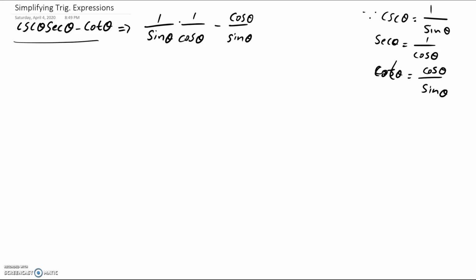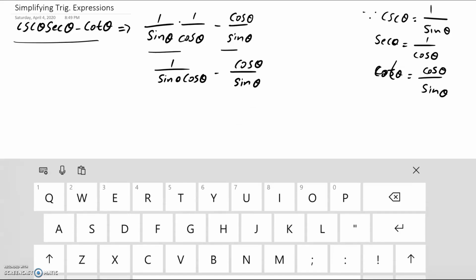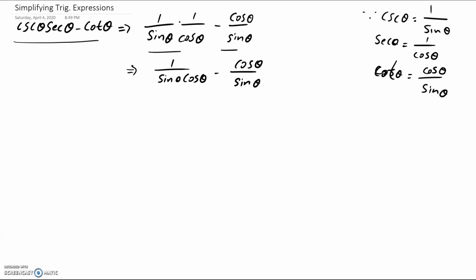Now what do we do next? Look, these are two different fractions. And how do you simplify two different fractions? By making the denominators the same. In the first one, you have sine theta cos theta in the denominator, correct? Now we multiply the second term by cos theta, in both numerator and denominator, to make the denominator the same.